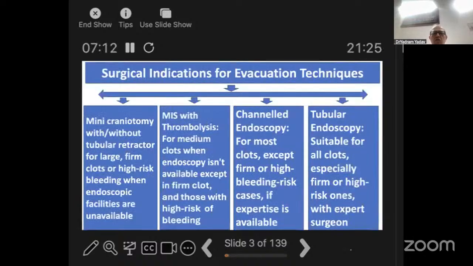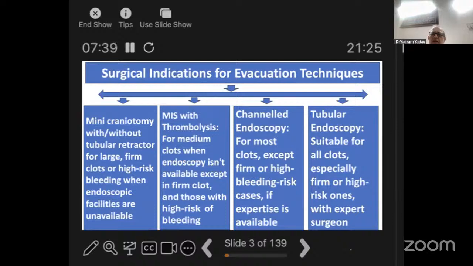So to conclude, this slide concludes the surgical indication and the various techniques for ICH. The mini craniotomy is typically used when endoscopic facilities are not available, especially when the hematoma is large, when it is firm, and in cases where there is a high risk of bleeding.